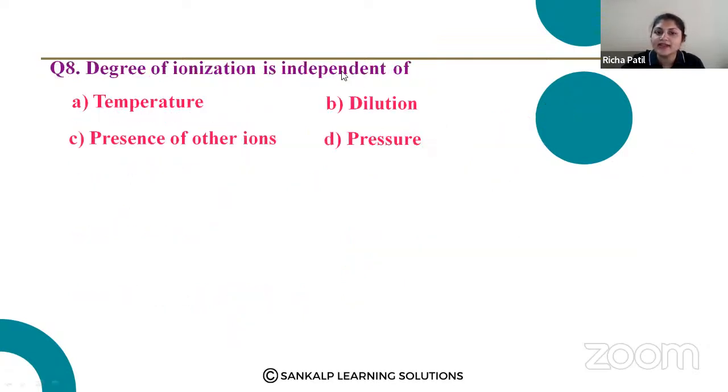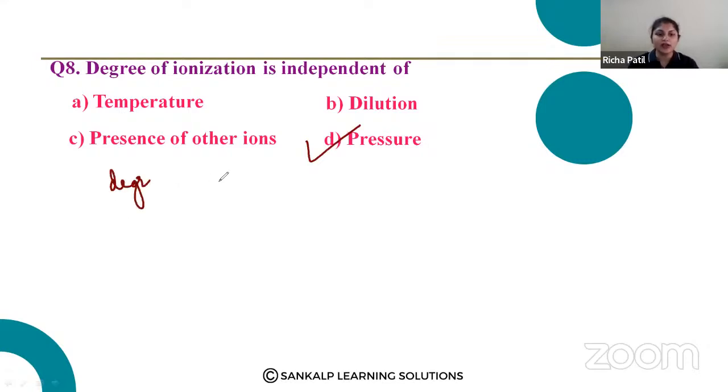Degree of ionization is independent of what factor? Yes, degree of ionization is independent of which factor? Yes, D. Rakshita, it is D. Pressure. Okay, it is pressure.